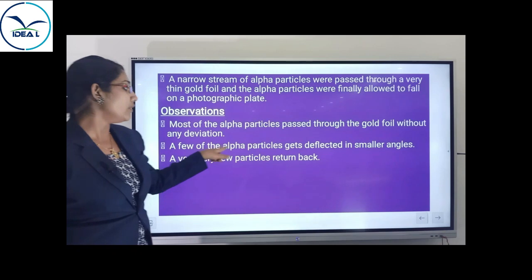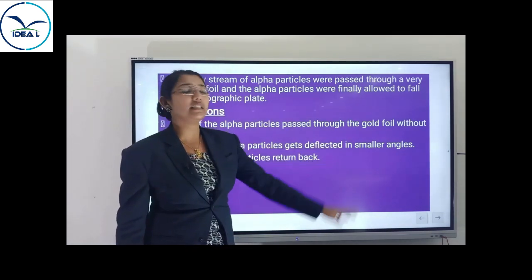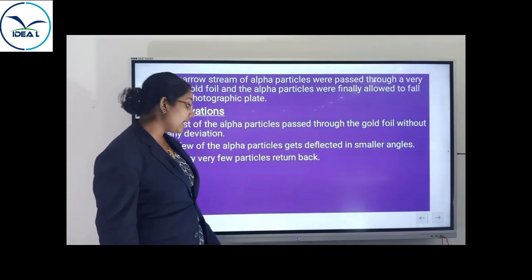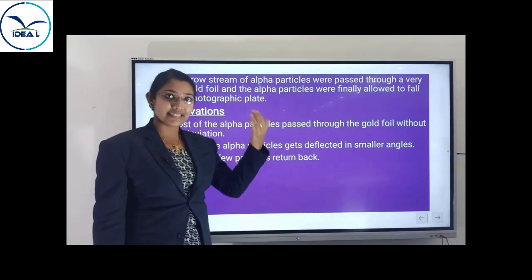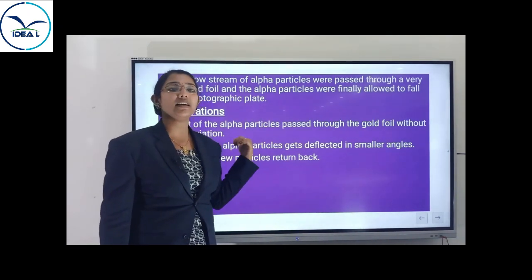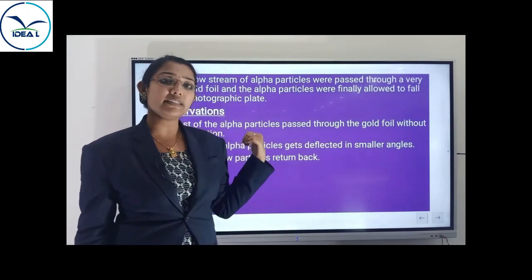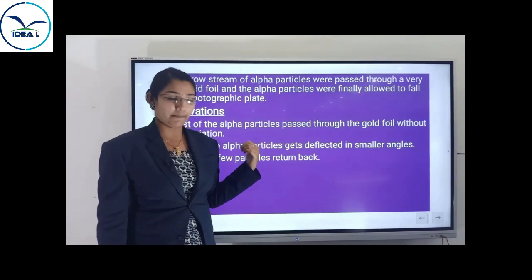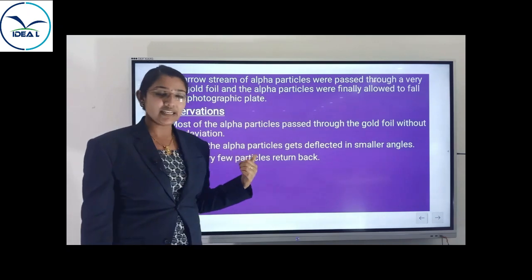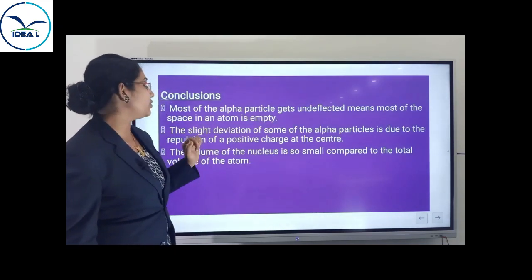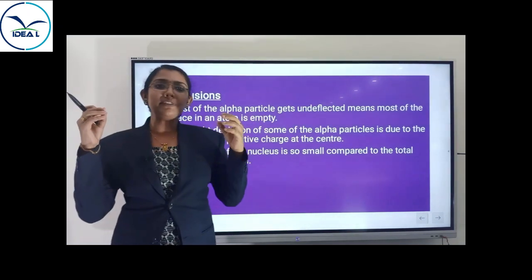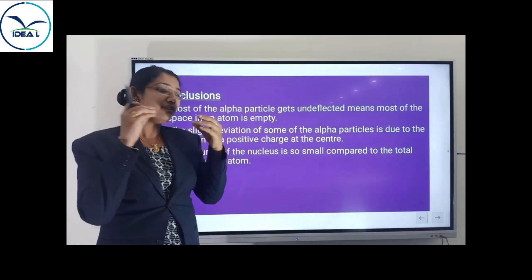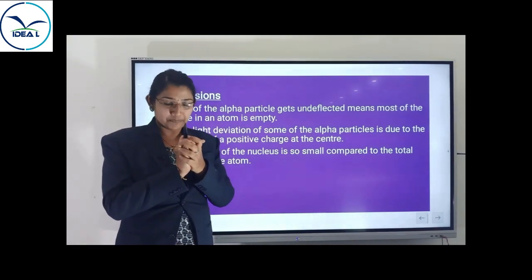Yes, a few of the alpha particles get deflected in small angles and very few particles return back. So these are the observations of the alpha ray scattering experiment proposed by Ernest Rutherford. From these observations he reached some conclusions.